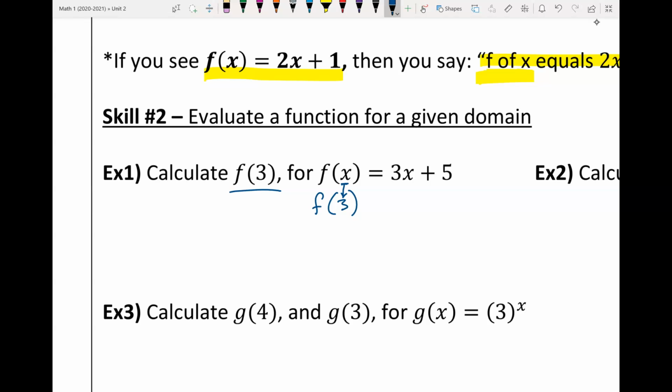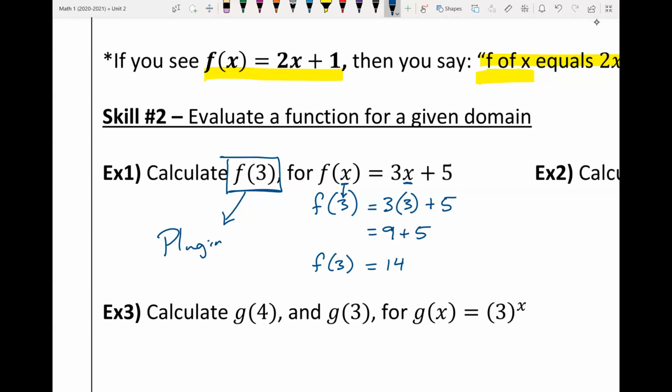So then we would do the same thing in our function. That would be 3 times, and instead of x, I'm now replacing it with 3, plus 5. 3 times 3 is 9, plus 5 equals 14. So f of 3 equals 14. All this means is that we are plugging in 3 for x. And that's all f of 3 means. F of 3 just means I'm taking the 3 and I'm plugging it in for x.